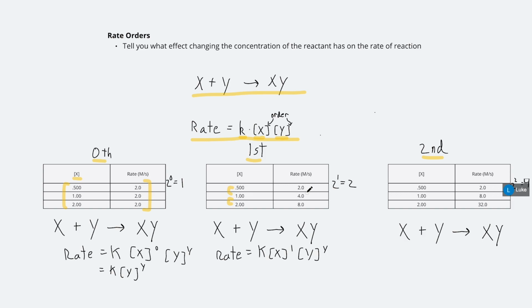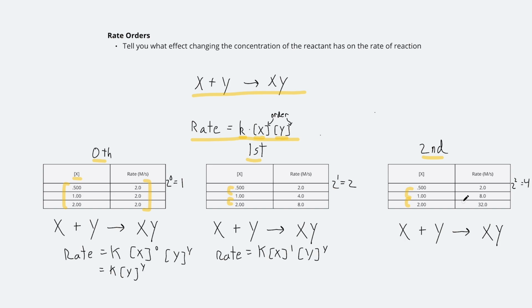So that means that we should expect our rate to be going up by a magnitude of 4 every time that we double our reactant concentration. And if you look at the table, when we go from 0.5 to 1, our rate goes from 2 to 8. So we double the reactant, but the rate goes up by 4. And then again, when we go from 1 to 2, we double the reactant, but we go from 8 to 32, so the rate goes up by 4 again. So that is what something in this second order would do whenever the concentration of that reactant is doubled.